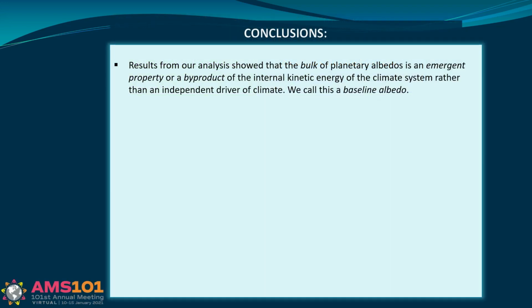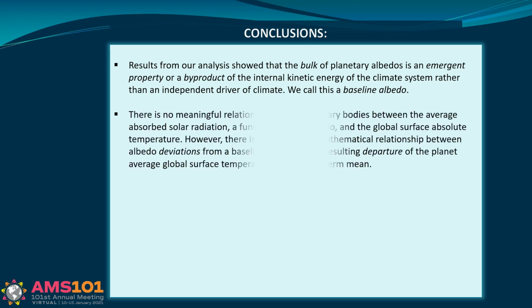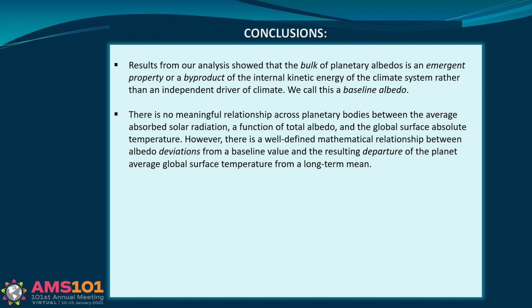In conclusion, results from our analysis show that the bulk of planetary albedo is an emergent property, or a byproduct, of the internal kinetic energy of the climate system rather than an independent driver of climate. We call this a baseline albedo. There is no meaningful relationship across planetary bodies between the average absorbed solar radiation, which is a function of total albedo, and the global surface absolute temperature. However, there is a well-defined mathematical relationship between albedo deviations from a baseline value and the resulting departure of the planet's average global surface temperature from a long-term mean.